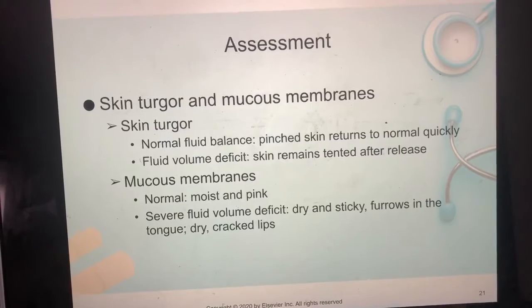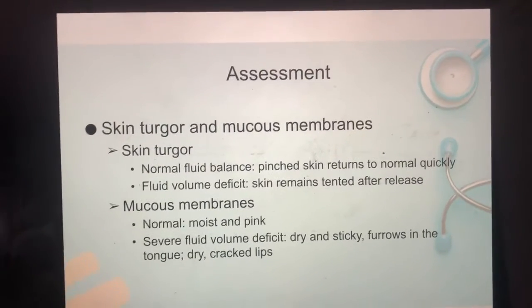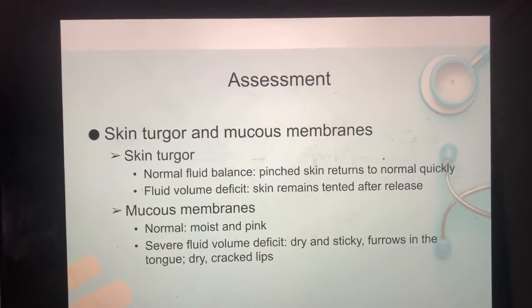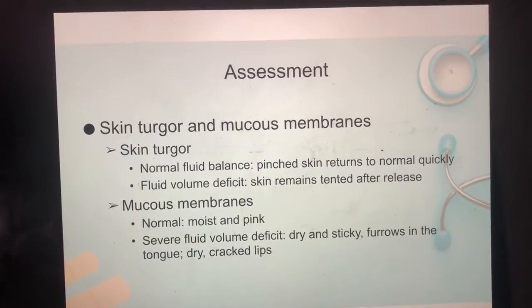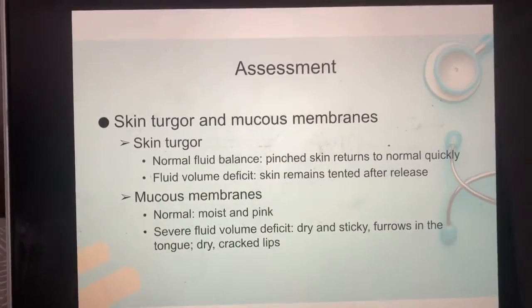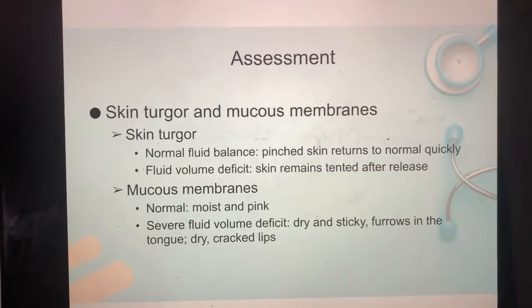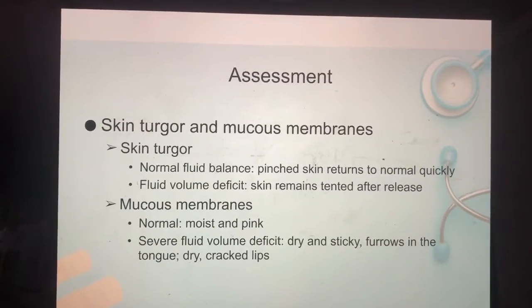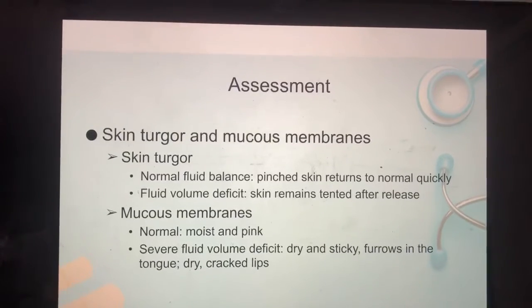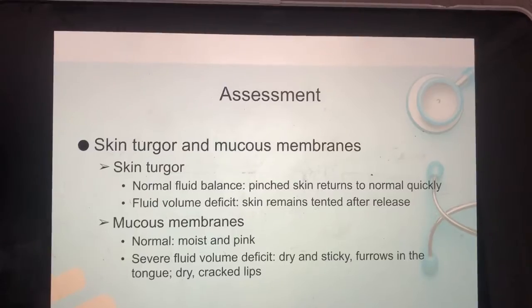Skin turgor, which we also talked about, is an indicator of normal fluid balance. If you pinch your skin on your arm real quick, it will likely return back to normal. In somebody who is in a fluid volume deficit, it will remain tented. It's an indicator that they're a little dry. Their skin isn't elastic enough to go back to the way it should be. Always check their mucous membranes. Are they moist? Are they pink? Or are they severely dry? Are they cracked? Is their tongue dry? Is it sticky?